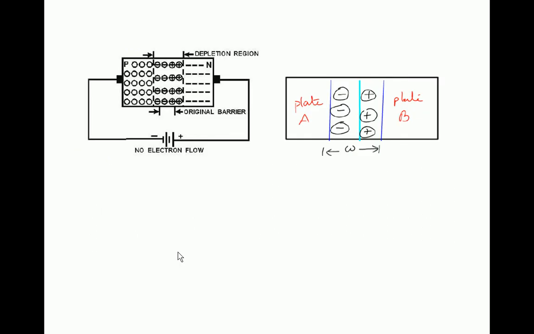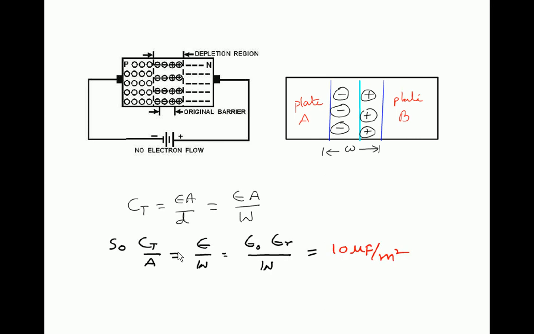We know the equation for a parallel plate capacitor: CT is equal to epsilon A by d, where d is the distance between the plates. Here the distance between the plates is the depletion region width. So d is replaced with W. The W value is known.